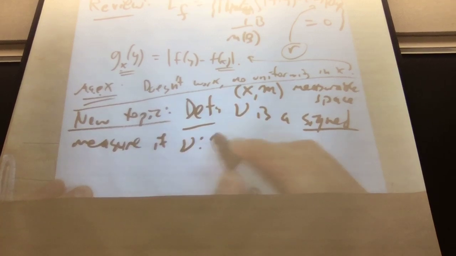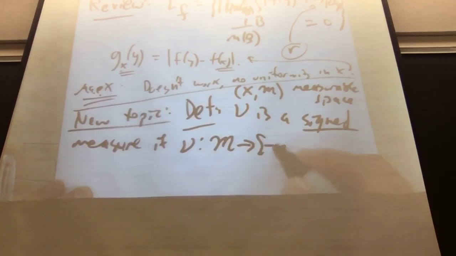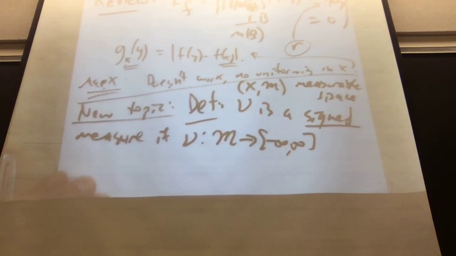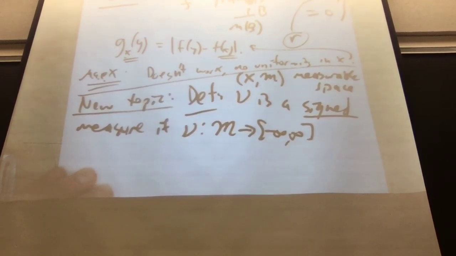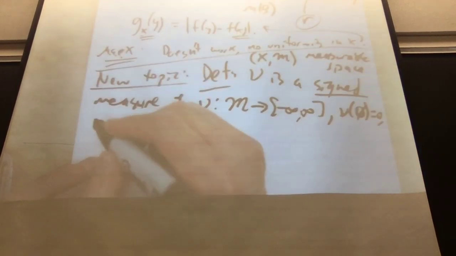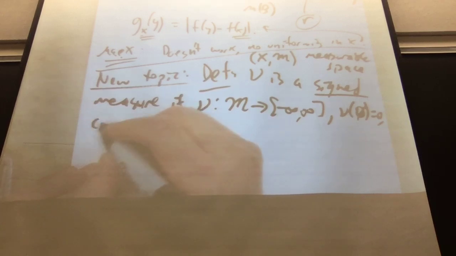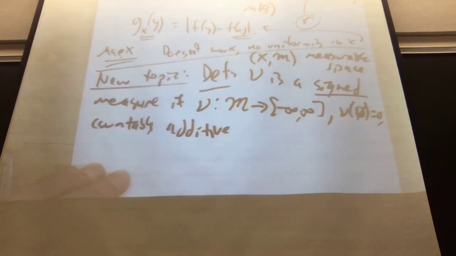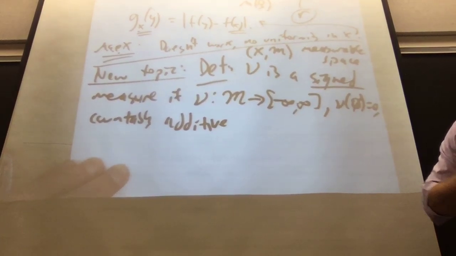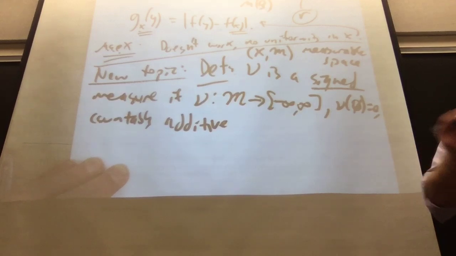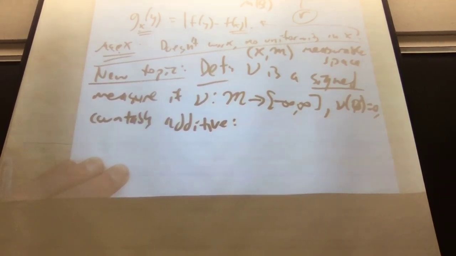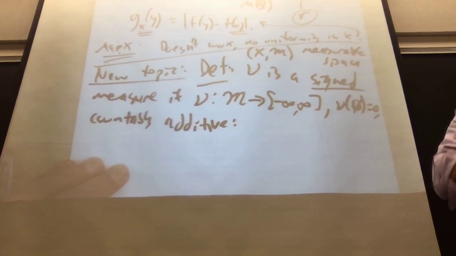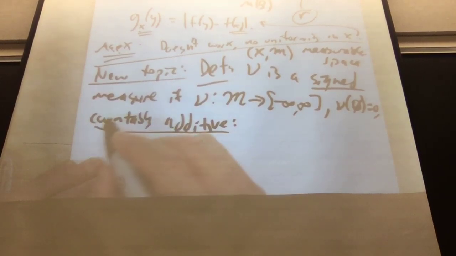if nu is a function from measurable sets to possibly minus infinity, possibly plus infinity, so it's not just a positive function. I want nu of the empty set to be 0, and I want it to be sigma additive, so countably additive. Now there are a couple of caveats here because we have positive and negative values, and so we have series that may converge but not absolutely. So for signed measures, this means something slightly more restrictive.